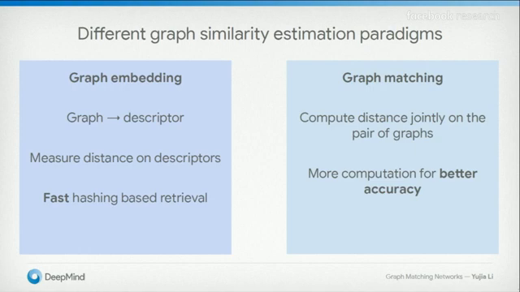We frame these two paradigms as graph embedding and graph matching. In the graph embedding approach, a graph is mapped to a descriptor independent of any other graph. Therefore, this makes this approach very efficient in terms of computing both the descriptor as well as doing retrieval, because we can utilize efficient retrieval data structures like hashing. On the other side, the graph matching approach computes a distance or similarity between a pair of graphs jointly, and therefore might be more expensive in terms of computation, but it can use that extra computation to improve the accuracy of graph similarity estimation.